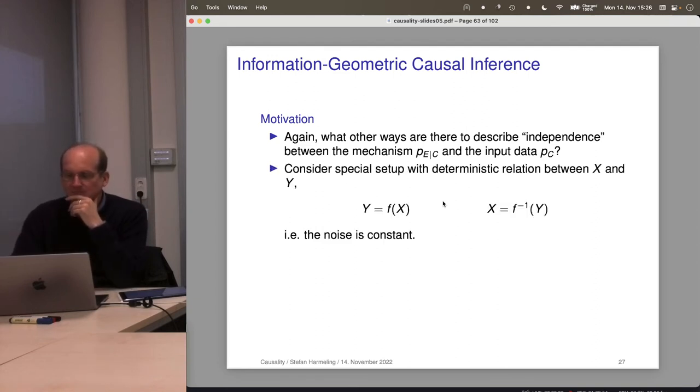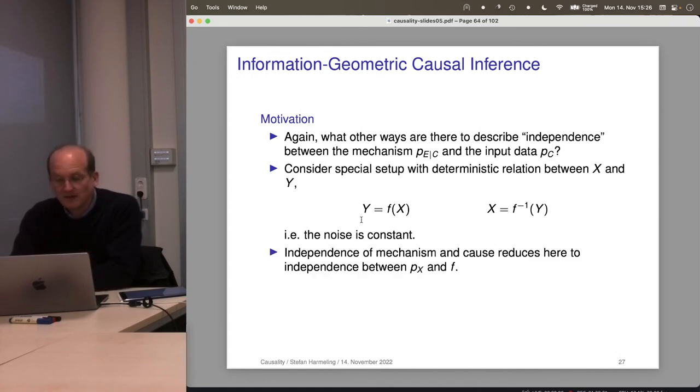Now, in this IGCI approach, we are looking at a special setup. So we have no noise. We say there's a deterministic relationship between X and Y, and this function must be invertible, otherwise it's boring anyway. So we have some invertible function between X and Y, so it's very special and very limited.